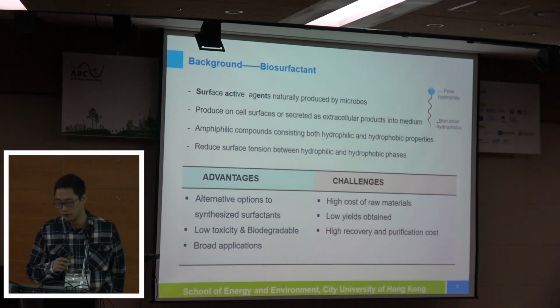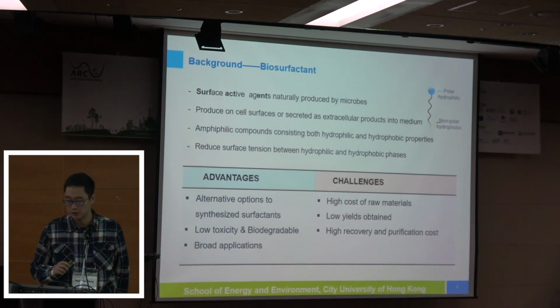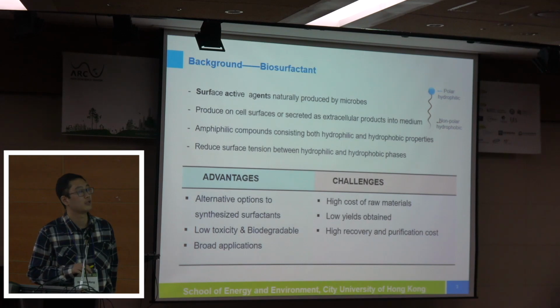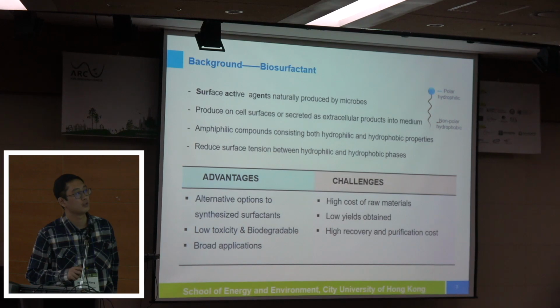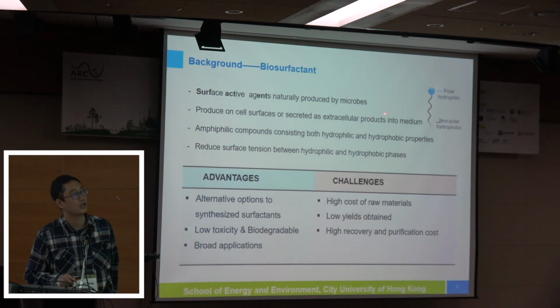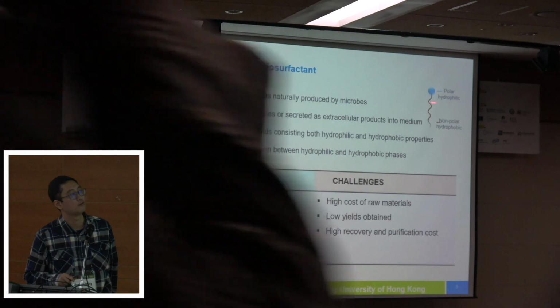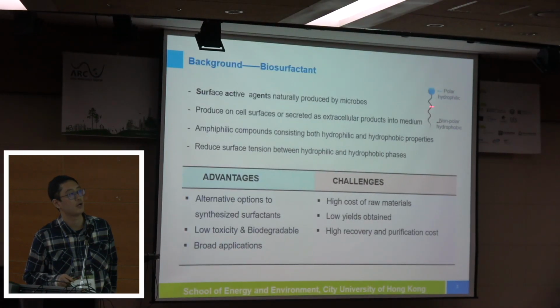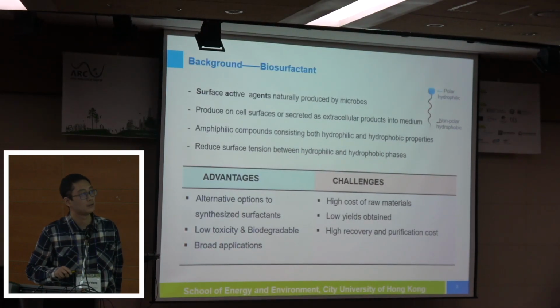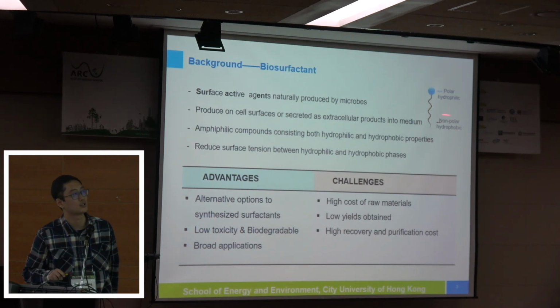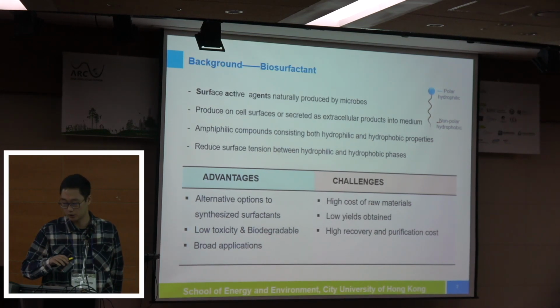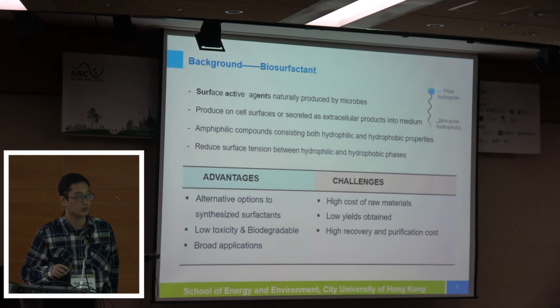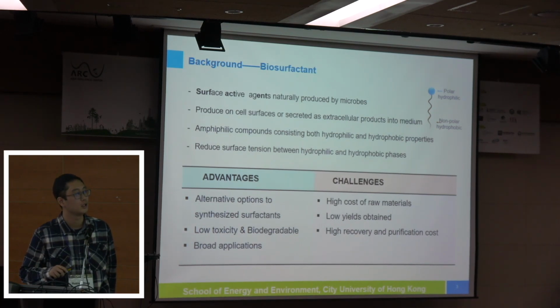So first, what is biosurfactant? It's a surface active agent that is naturally produced by microbes. This type of biosurfactant molecule has two sides. First, a polar side, which is hydrophilic and can dissolve in water, and the other side is a non-polar side, which is hydrophobic and easily dissolves in oil. With this kind of molecular structure, the biosurfactant will reduce the surface tension between two phases.